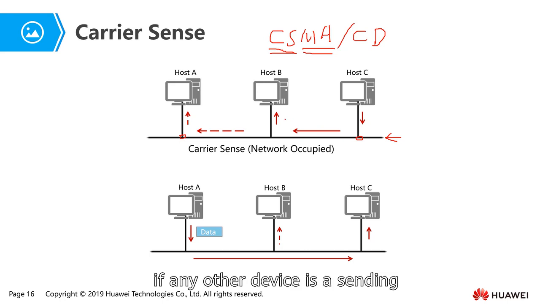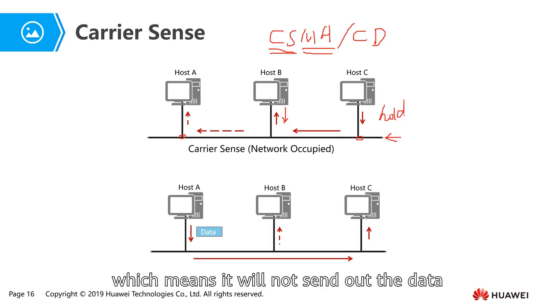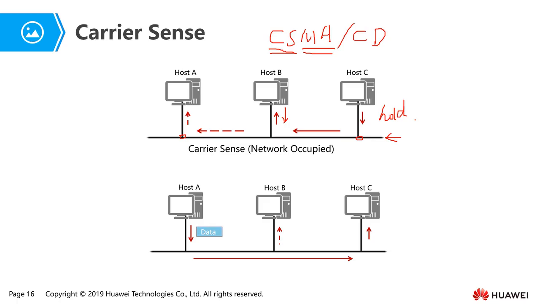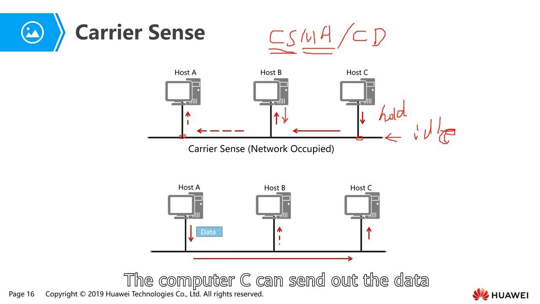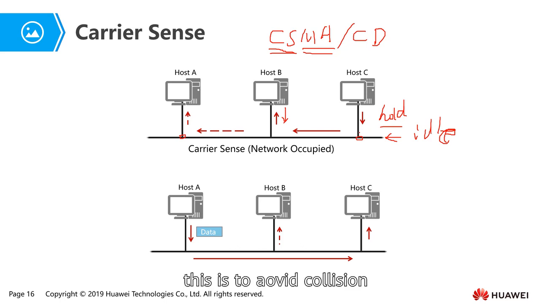If any other device is sending, then computer C will hold. That means it will not send out the data until computer B is finished. Then the media is idle, and computer C can send out the data. Yeah, this is to avoid the collision.